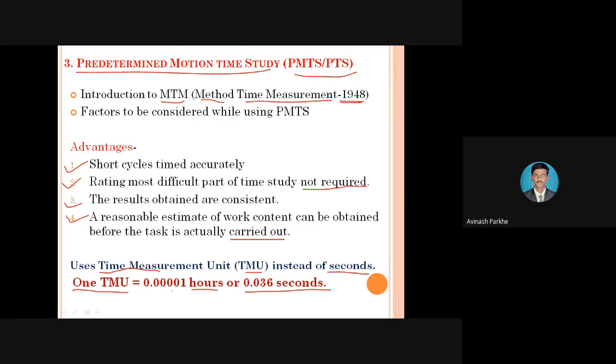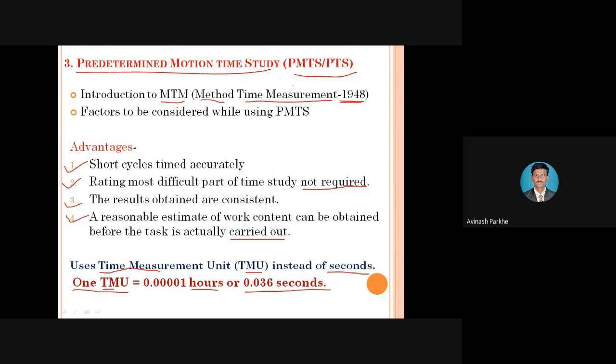From that we have to select one option, 0.00001 hour. Sometimes 1 TMU is equal to 0.036 second, and options like 0.00036 second, 0.36 second, 36 second will be given. From that we have to choose the correct option, 0.036 second. So this TMU is one unit which is used in the PMTS for the measurement of time.